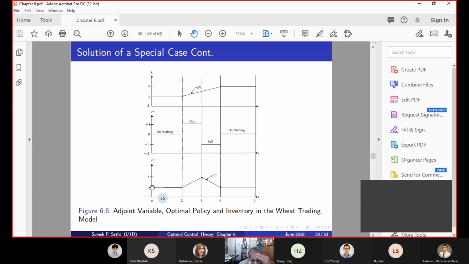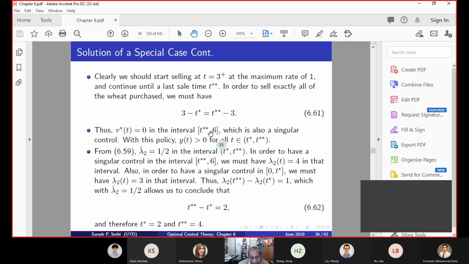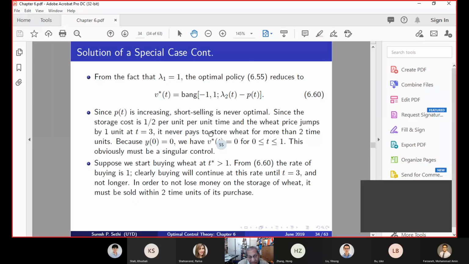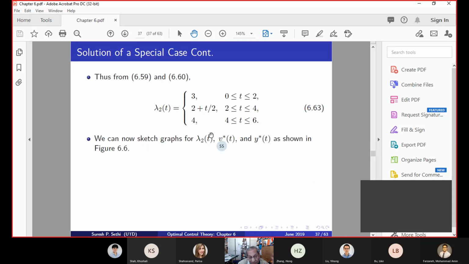What is the inventory? Well, the inventory stays 0 because I begin with 0. And then I buy the wheat at a rate of half. So at the rate of half, from 2 to 3, I will have 1 unit of inventory by time 3. Then at time 3, it says sell. So I will start selling at the rate 1. And by 4, I would have sold all of that unit. And once I sold all the unit by 4, I will stay there. I mean, this is simple. You can see what the optimal solution is by inspection if you think about it. But we argued that using optimal control, and we come up with that solution.